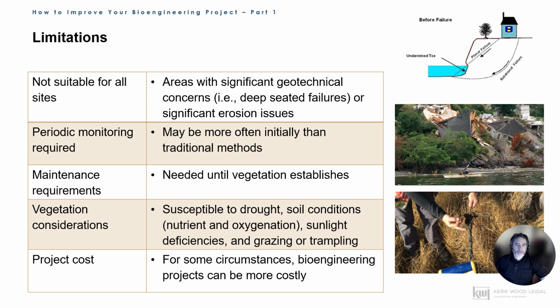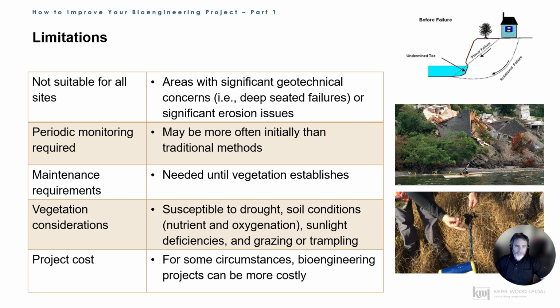All that good stuff said, there are some limitations to the use of a bioengineering approach. They are not suitable for all sites. A good example is areas with significant slope stability concerns, as shown in the graphic in the top right, or significant erosion issues, as shown in the photo in the middle right. Periodic monitoring and maintenance of a bioengineering site may be more often initially than traditional methods, at least until the vegetation establishes. There are also important considerations when living vegetation is incorporated into a design versus conventional construction methods.